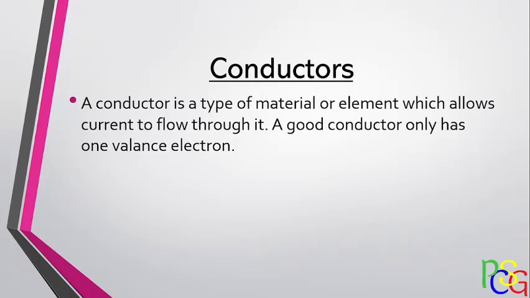Okay, so first thing we have is a conductor. A conductor is a type of material or element which allows current to flow through it. A good conductor only has one valence electron. Now, you may ask, what does this mean? The first part is pretty self-explanatory. It's the type of material or element which allows current to flow through it. We'll go through what is current a little bit later.